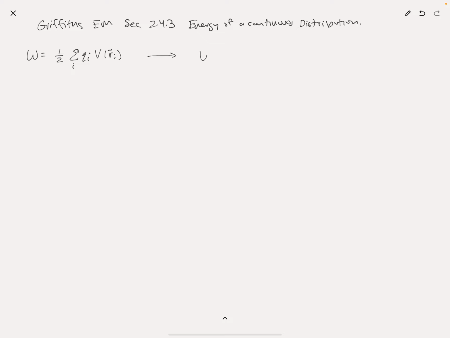That looks very similar, except we're going to swap out the sum with an integral. We're going to integrate over where the charges are, so that's a charge density. This is specifically with respect to the volume charge density, but it could be a surface or a line charge density. The charge density times the potential times d tau. So we're integrating over space, all of the space that encloses those charges.